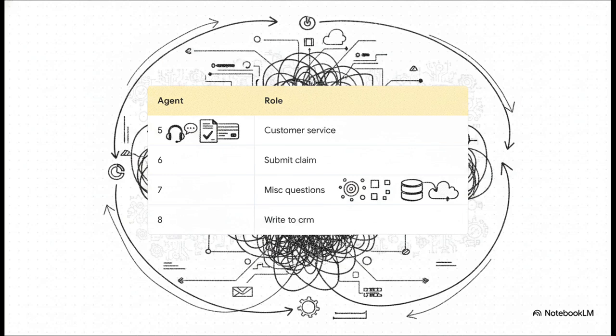We've got additional agents dedicated to ongoing operations, all working together in incredible harmony. Agent 5 is primed for general customer service. Agent 6 has the specialized permissions to submit a claim. Agent 7 acts as a smart catch-all for miscellaneous questions that don't fit a standard mold. And crucially, Agent 8 is purely dedicated to writing all these outcomes back to the CRM, ensuring the company's core records are always perfectly up to date. Each agent simply relies on the orchestration layer below it to fetch exactly what it needs to succeed.